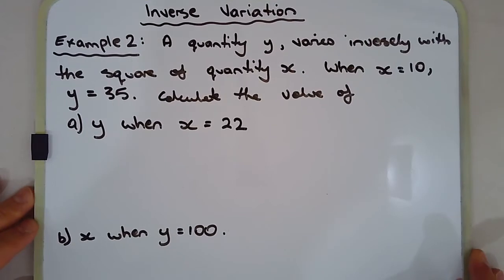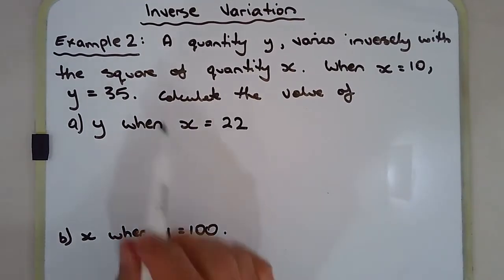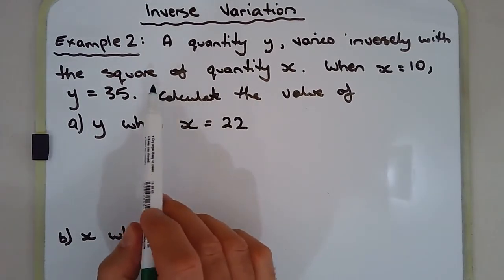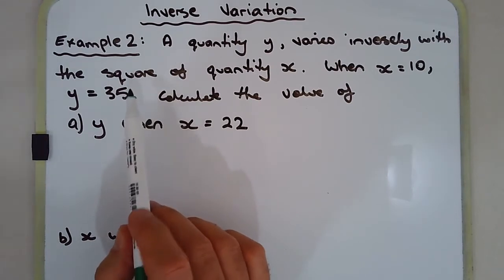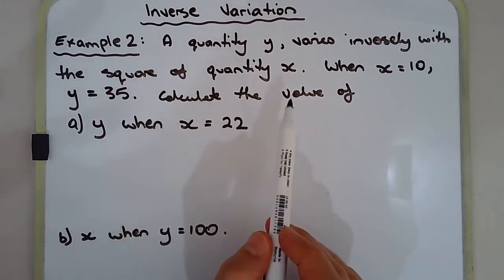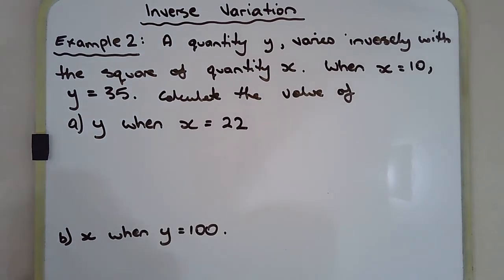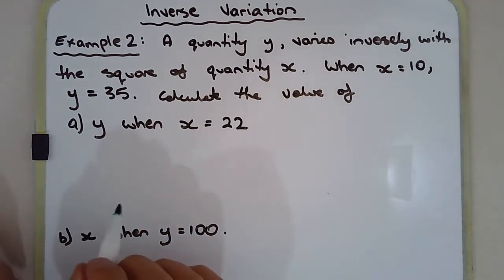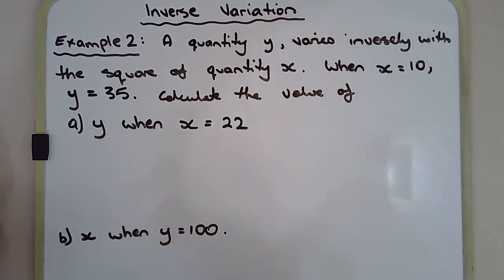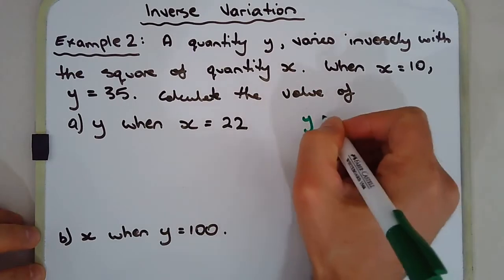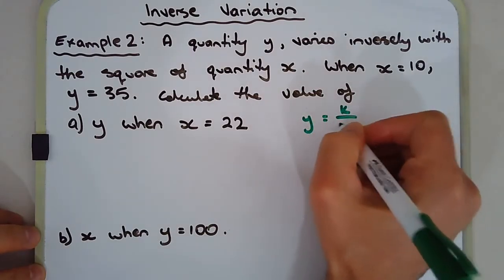I did a video recently where we looked at variation relative to the square of another quantity. This one's a similar thing, but it's inverse variation, so it's going to involve a fraction. First of all, let's come up with our variation equation. This is going to be in the form y equals k over x squared.